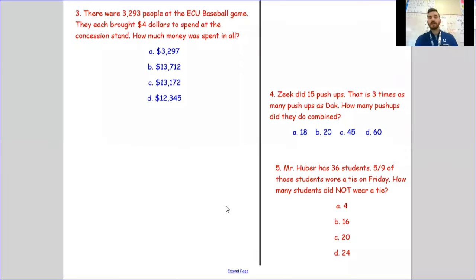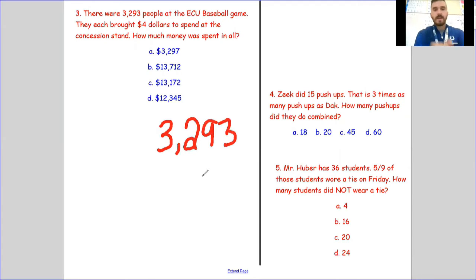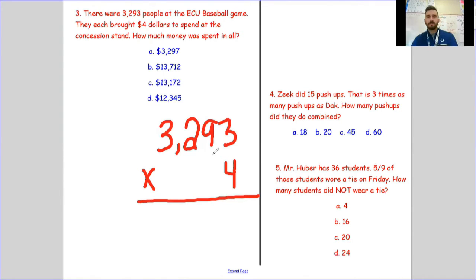We have not done something like this before, so this will be helpful. You got 3,293, and we're going to kind of set it up like we would an addition or subtraction problem. We're going to stack them. We're going to make sure all the place values line up, and then we're going to do some math. So you start with the 4. You go 4 times 3, which in this case is 12. So I put down my 2, I carry my 1, I'm going to circle it so I don't forget.